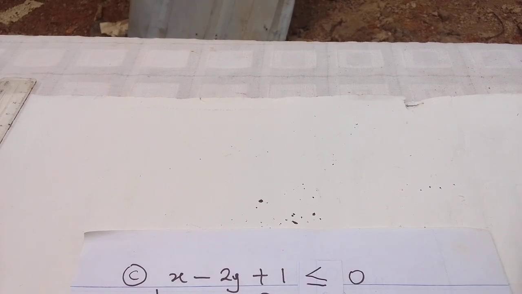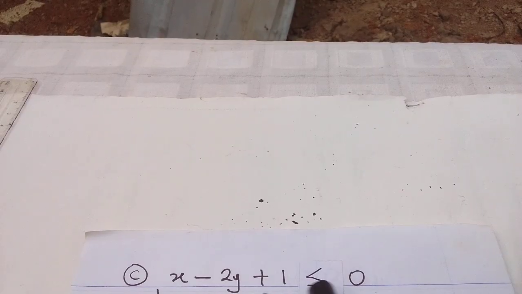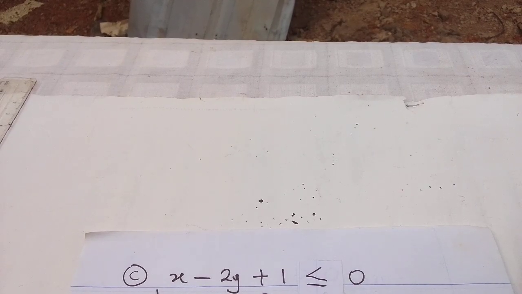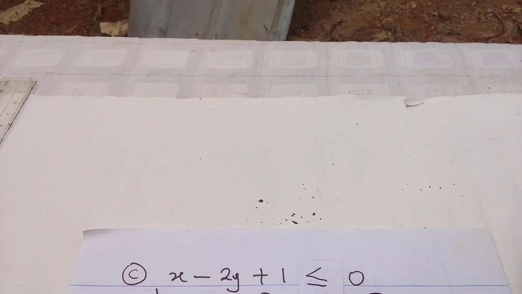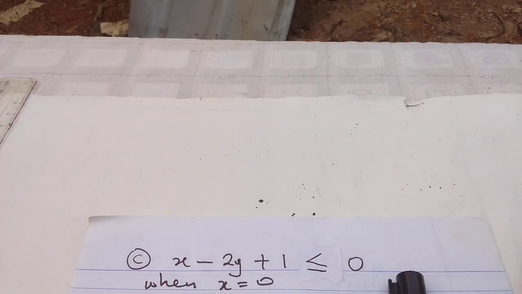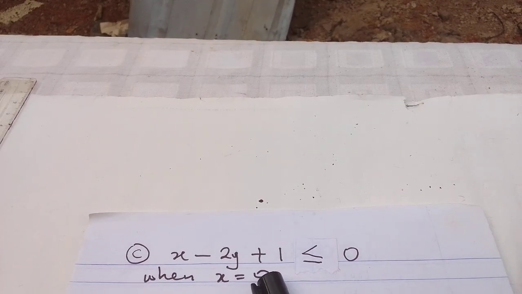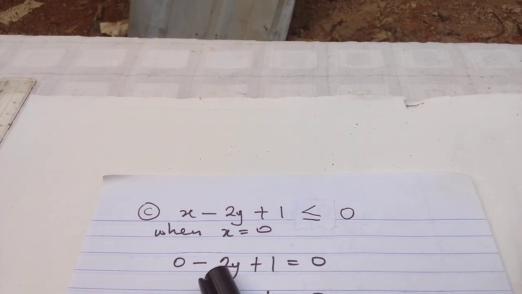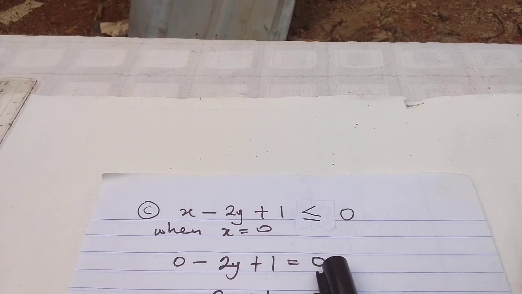Let's consider another example. X minus 2y plus 1 is less than or equal to 0. So first of all, we need to get the coordinates. When x is 0, what will be the value for y? So substitute 0 for x. 0 minus 2y plus 1 is equal to 0.